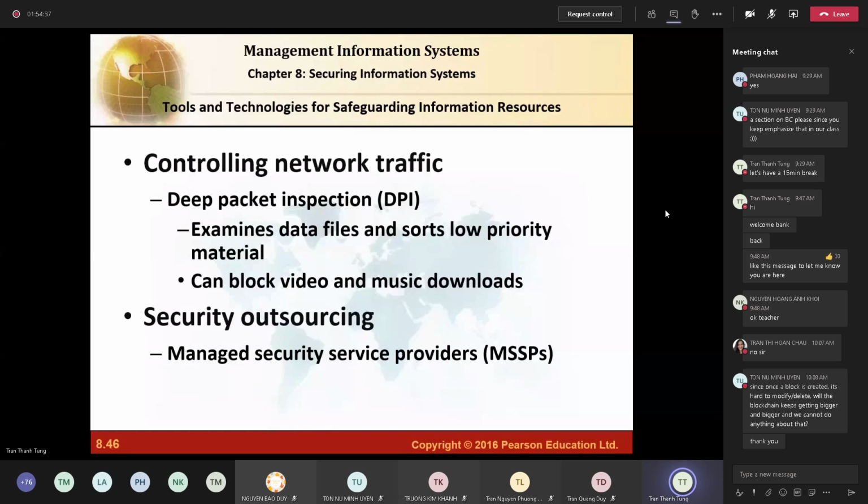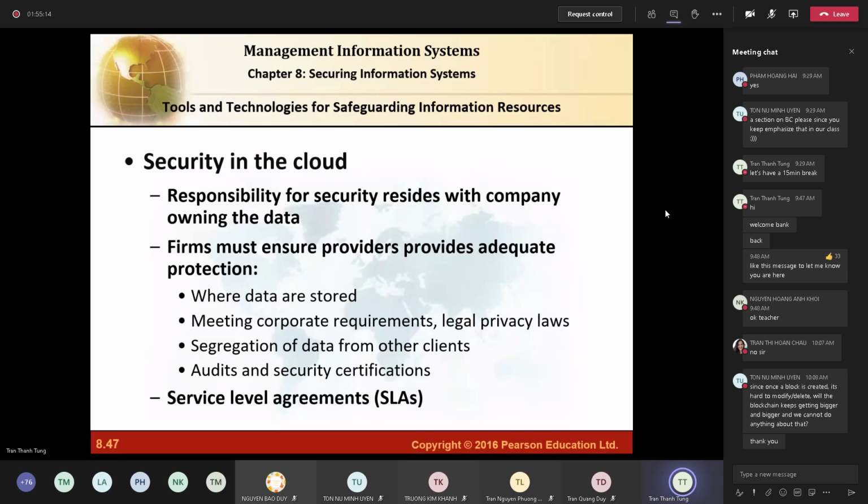Here we can have network control, to analyze and prevent any kind of attacks on your internet connection. Or one of the options is that you can outsource the security problem to another company, an expert in the domain, to help you to protect your infrastructure. Okay, and security cloud.